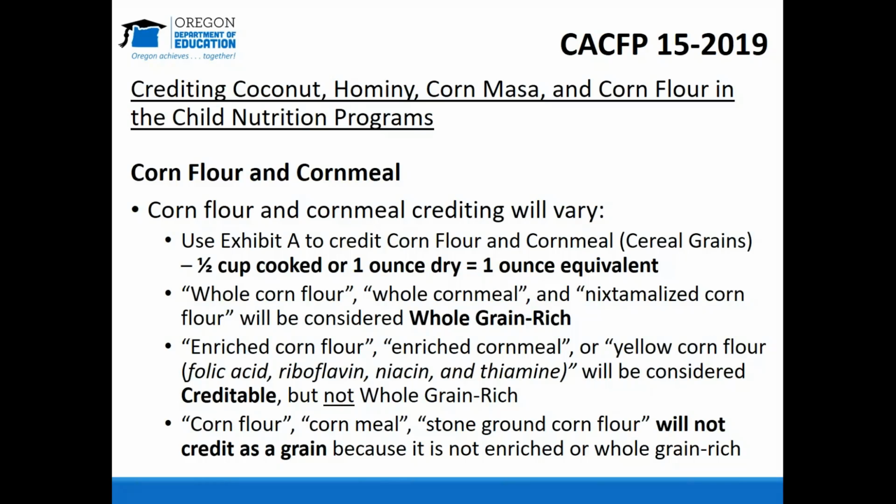Items listed with the word enriched or with added vitamins like folic acid, riboflavin, niacin, and thiamine will be considered creditable, but not whole grain rich. Finally, items that do not have the words whole or enriched, but instead only list themselves as corn flour, cornmeal, or stone ground corn flour will not be creditable since it is not enriched or a whole grain rich item. Just like with the grits, if it says whole or if it says hominy, you're okay crediting it as a whole grain rich item. If it only says enriched, it's okay as a creditable item. If it doesn't say either whole or enriched in front of corn flour or cornmeal, then it will not credit as a grain for CACFP.